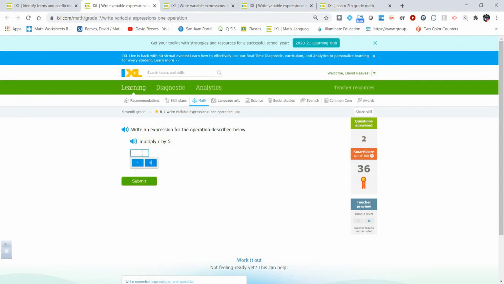All right, multiply r by 5. Now, if I put 5r, we're good. I do not need any kind of sign. If I'm going to put the r first, then I have to put something for multiplication. All right?